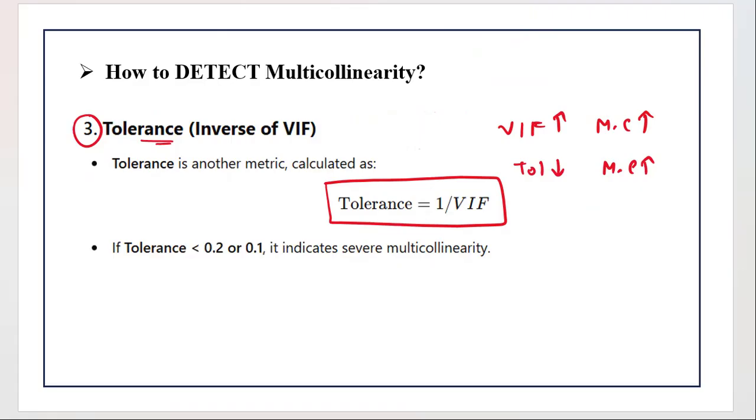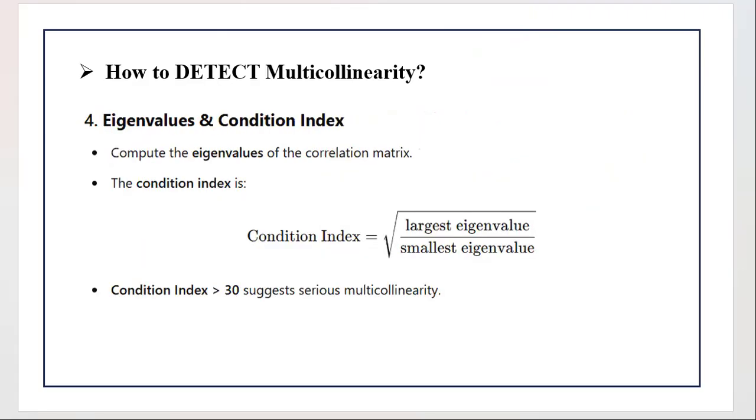Since tolerance is just the reverse of VIF, if the tolerance is less than 0.2 or 0.1, then we will say severe multicollinearity exists in your model. Also, you have some other approach. This is mostly used when we do the matrix form, when we analyze everything in the matrix form.